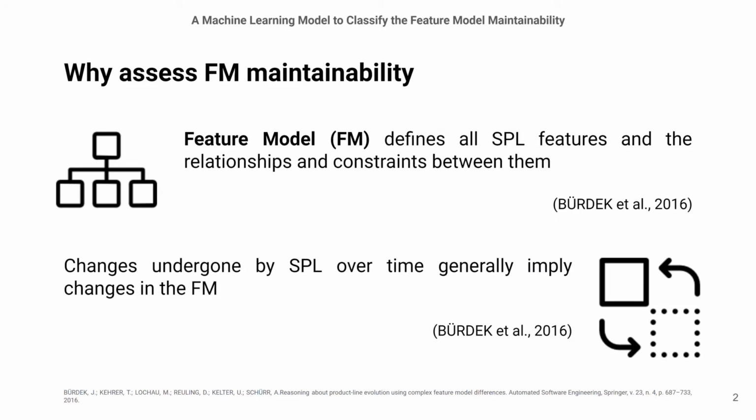The feature model is an artifact that describes all the features of a software product line and the relationships and constraints between them. In general, the changes that an SPL undergoes over time also imply changes in the feature model. Therefore, this artifact can become very complex over time, which makes the evolution and maintenance of the SPL difficult.